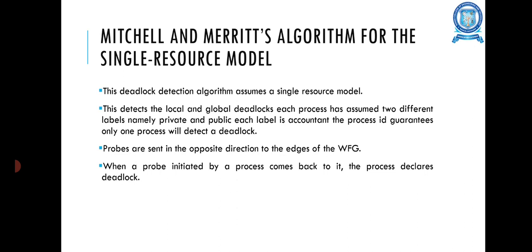The next one is Mitchell and Merritt's algorithm for the single resource model. This deadlock detection algorithm assumes a single resource model. It detects local and global deadlock. Each process has two different labels, namely private and public. Each label is a counter and the process ID guarantees that only one process will detect a deadlock. Probes are sent in the opposite direction to the edges of the WFG. When a probe initiated by a process comes back to it, the process declares deadlock.